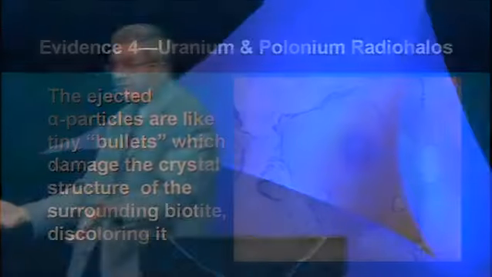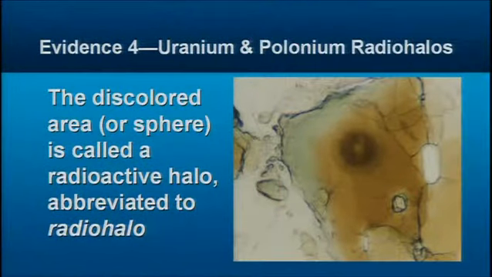It's like when they used to use radioactive decay. You put a piece of uranium on a photographic plate, it would leave a darkened area. Well, it's similar in a biotite crystal. And these are called radioactive halos, or radiohalos for short. And they are evidence, they're physical evidence of abundant radioactive decay.